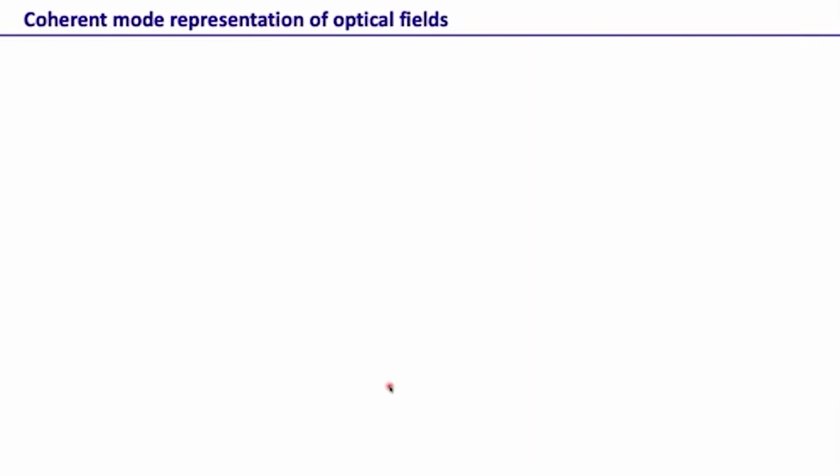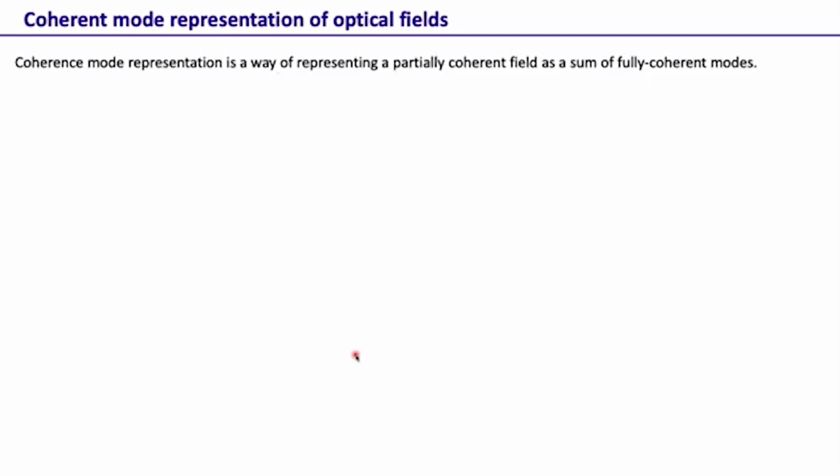Okay. So now let's switch gears and get started with the coherent mode representation of optical fields. Essentially, this coherent mode representation is a way of representing a partially coherent field as a sum of fully coherent fields. And as I said, the aim here is that propagating a fully coherent mode or fully coherent field is much easier than propagating a partially coherent one, as far as solving the associated diffraction integrals is concerned.